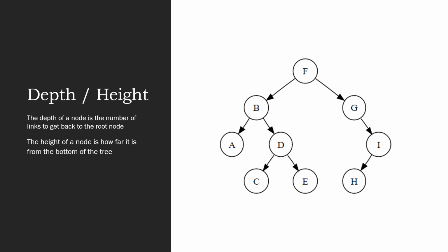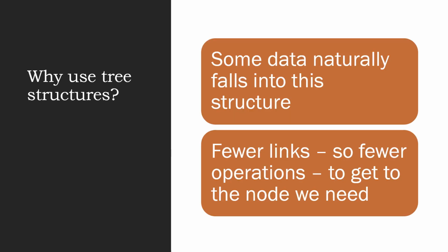When we talk about the height of a tree, we're talking about the height of the root node. So what's the maximum number of jumps from the root node to the furthest item in the tree? Notice that that is always quite a lot smaller than the number of nodes. Okay, so that's tree structures.